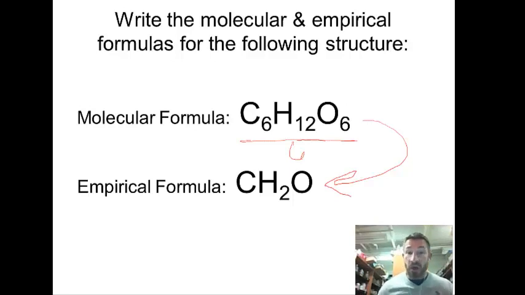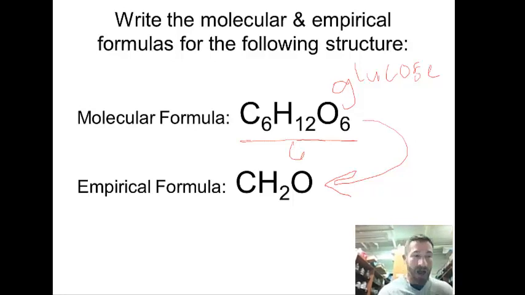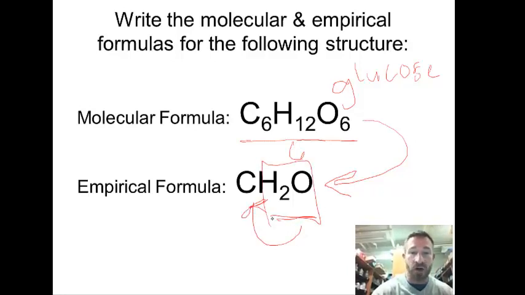You may recognize C6H12O6 as glucose. Glucose is a type of sugar, and if you divide all those, you end up with glucose, which is a carbohydrate, and carbohydrate is a carbon which is hydrated. We see there's a water molecule attached to the carbon, so we call that a carbohydrate.